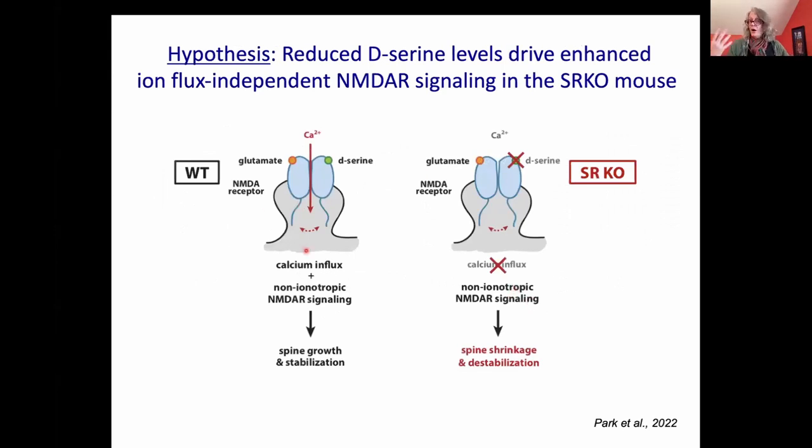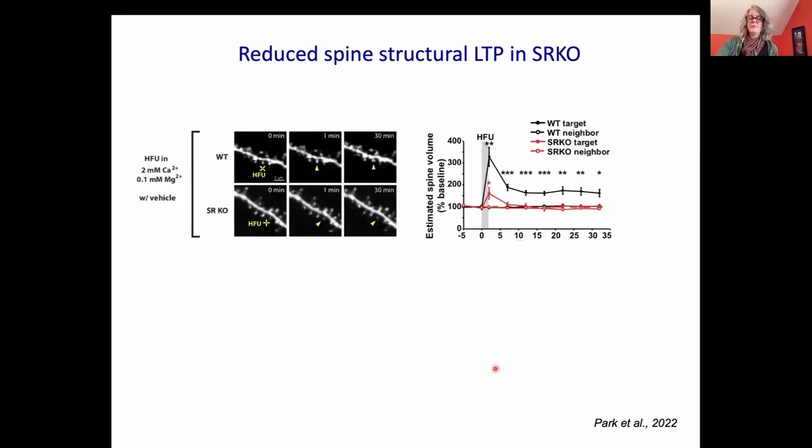And so again, our proposal for these situations is that, again, normal signaling where both glutamate and D-serine are bound and the magnesium popped out, calcium can come through and we get spine growth and stabilization. But with reduced D-serine levels, calcium influx is interrupted, and that instead leads the exact same stimulus to drive spine shrinkage and destabilization, leading to spine loss.